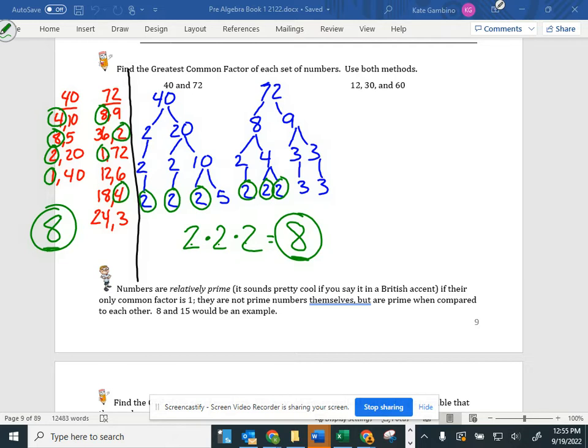So to find that greatest common factor, you can do it by listing them all and finding the biggest number they share, or by doing our factor trees. So let's see how we do that with 3 numbers.